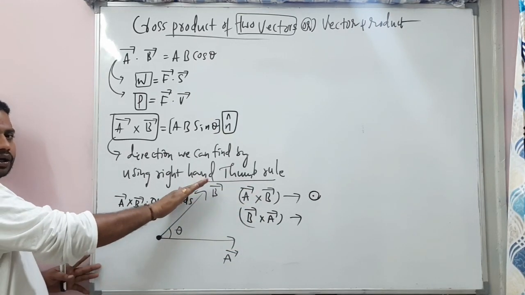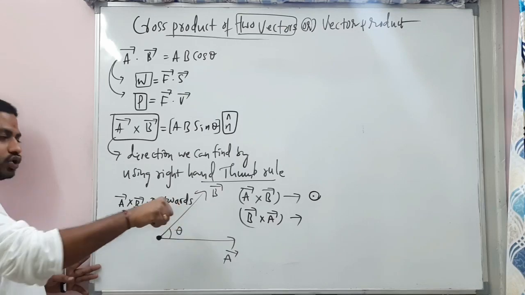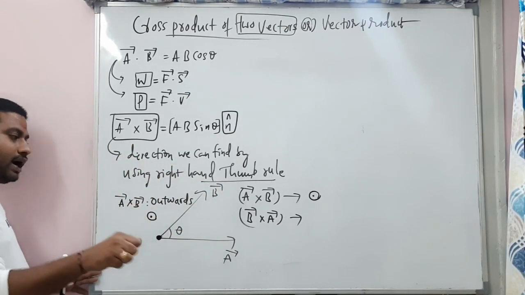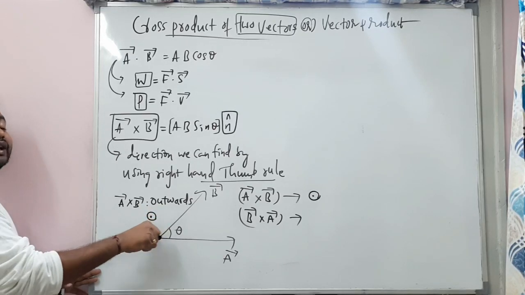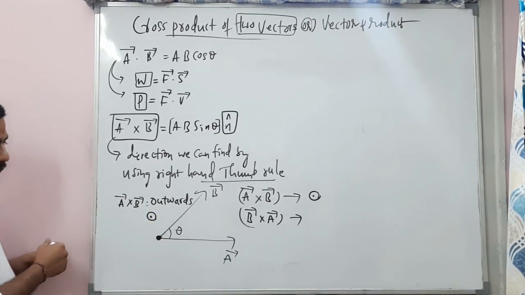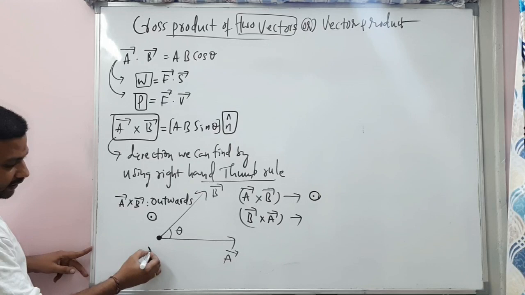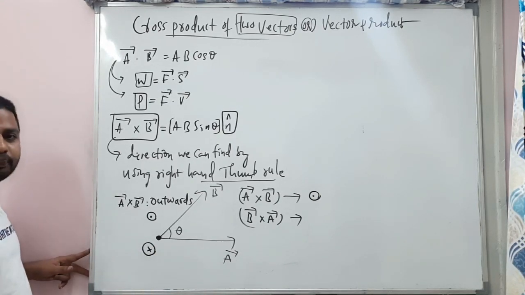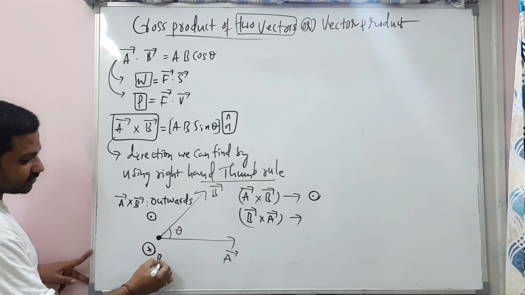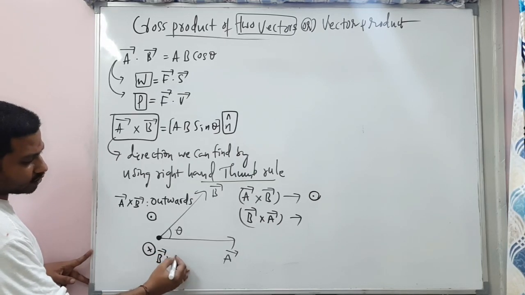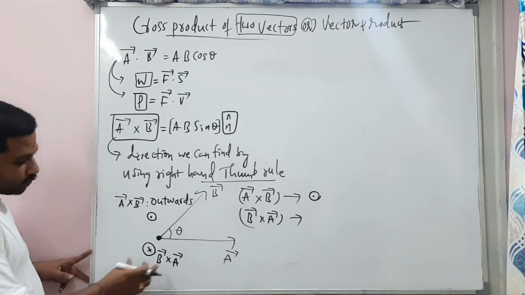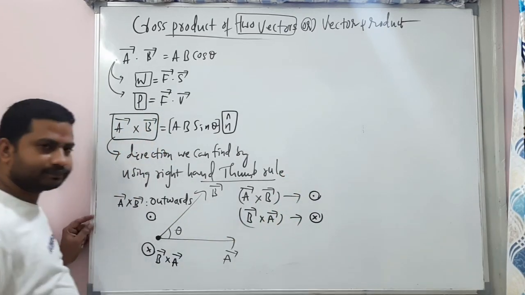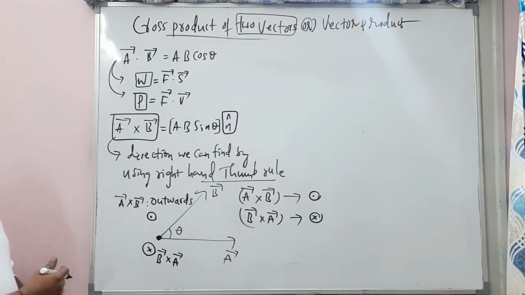This is B bar cross A bar. So now see your thumb direction. According to the right hand thumb rule, the thumb is showing into the plane. So at this point, thumb is showing into the plane. This is the representation of into the plane. Okay, so this is B bar cross A bar, my dear students. So B bar cross A bar direction is what? Into the plane.